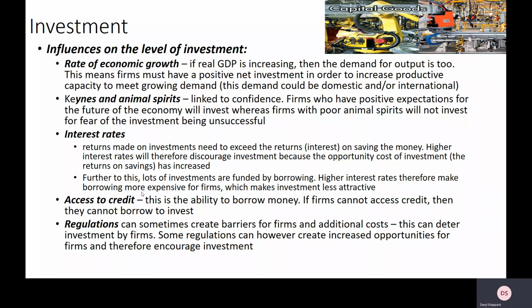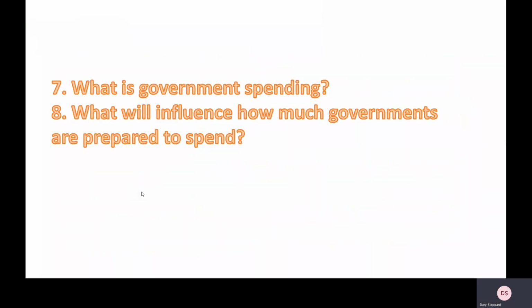Now, the final one is regulations. Regulations are designed to look after people, but what they can sometimes do, they can make it very difficult for businesses to produce. So things like environmental rules means that businesses have got to follow lots of very complex rules to produce goods and services. If we therefore were to reduce the regulations, then businesses become more keen to invest because there's more ability to make profit. Right, we've looked at consumption, we've looked at investment.